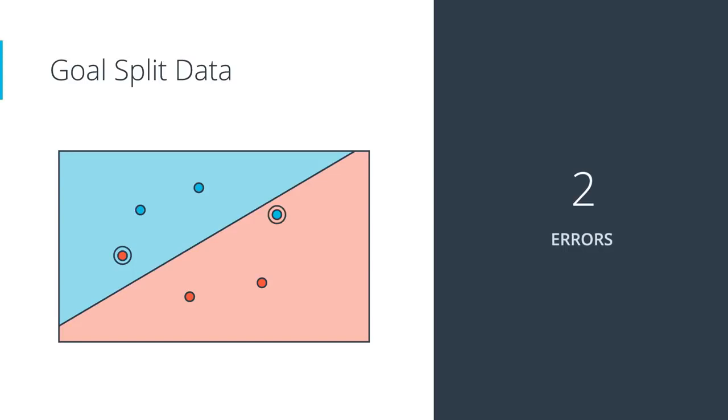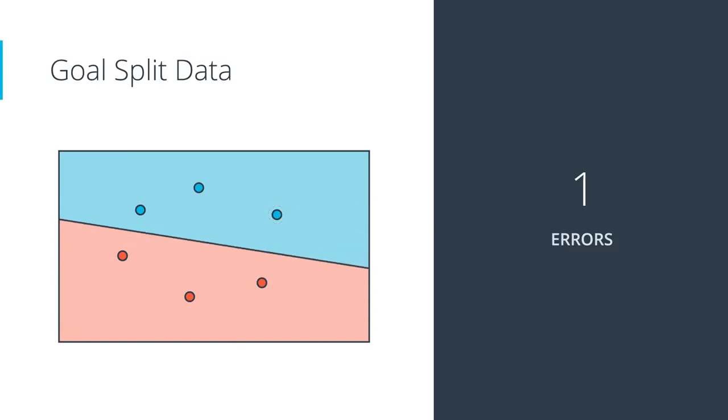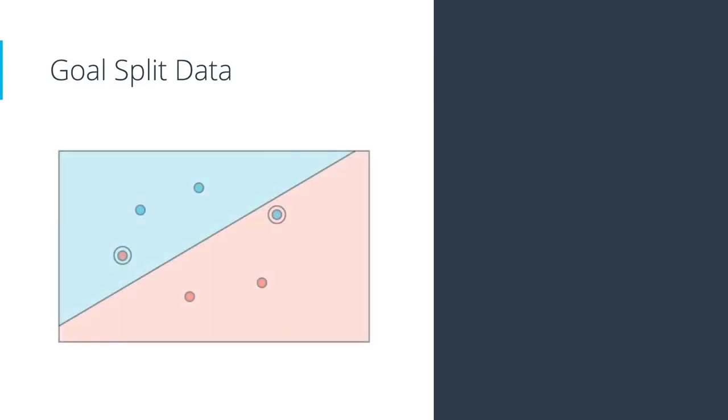So just as we did to descend from the mountain, we look around all the directions in which we can move the line in order to decrease our error. So let's say we move in this direction, we'll decrease the number of errors to 1. And then if we move it in this direction, we'll decrease the number of errors to 0. And then we're done, right? Well, almost. There's a small problem with that approach.